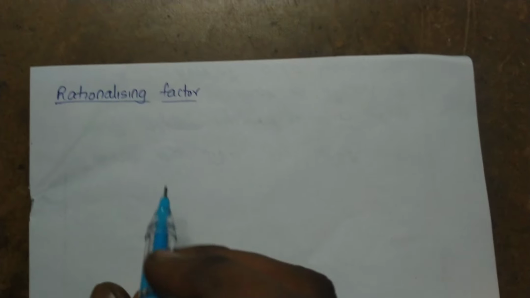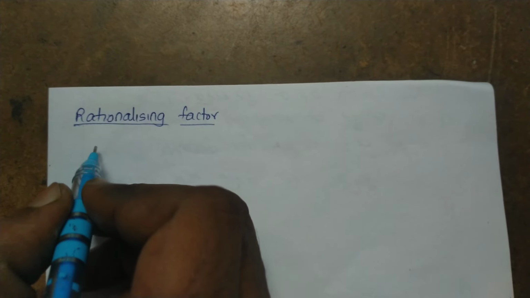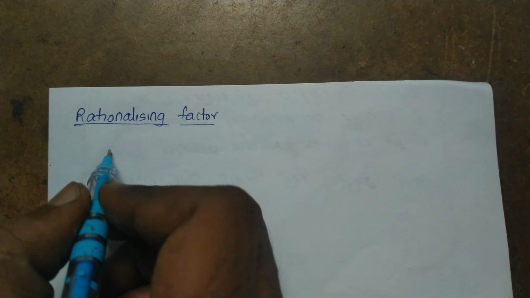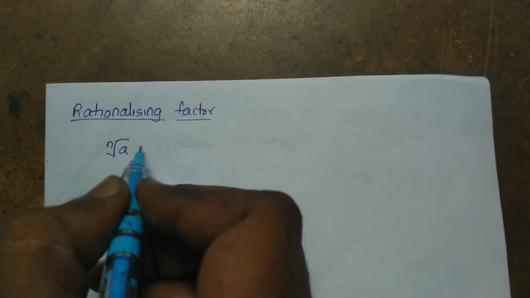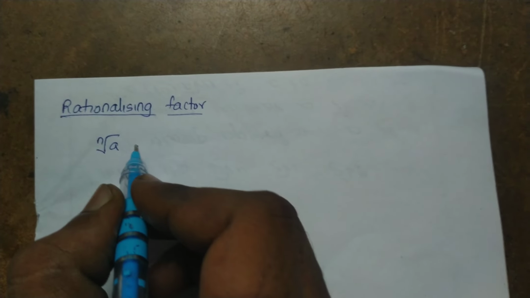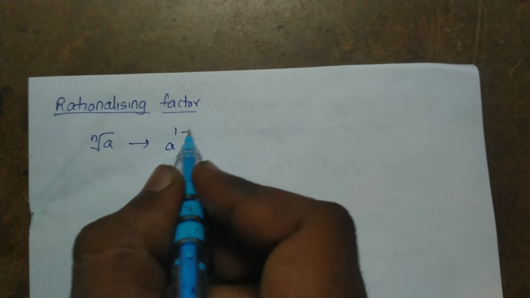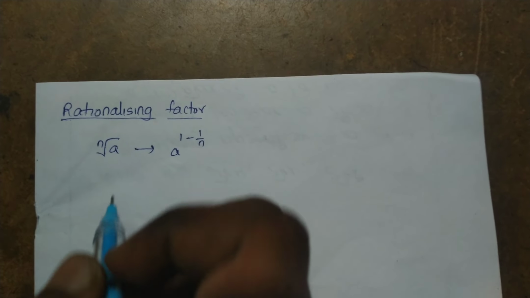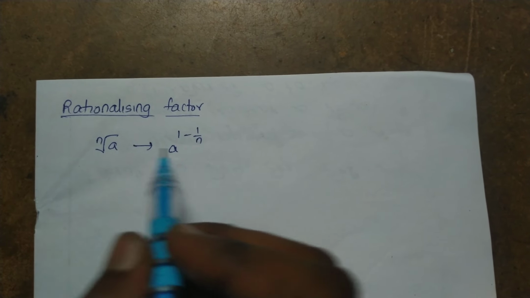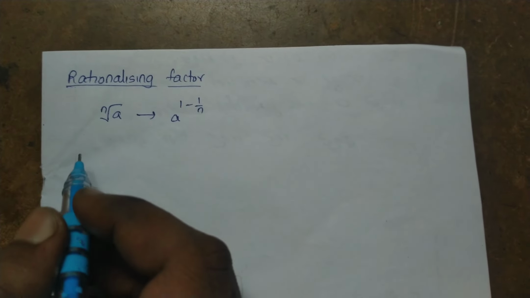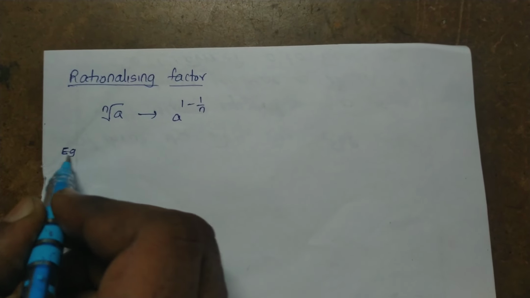But what is the mathematical definition for it? Suppose you take the rationalizing factor of nth root a, this is a Surd, right? The rationalizing factor for nth root a is a power 1 minus 1 by n. This is the mathematical formula. But let's see it with examples.